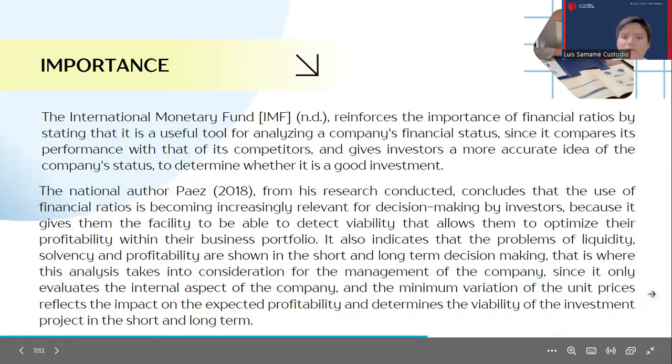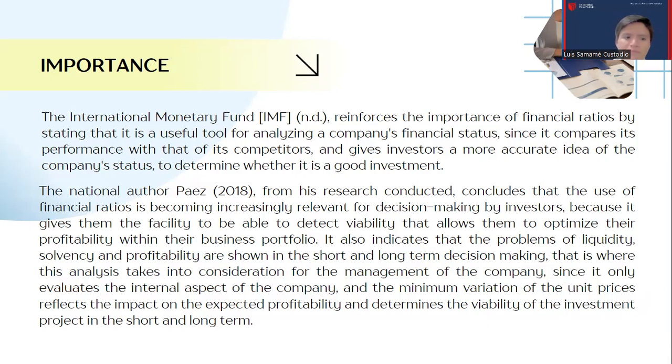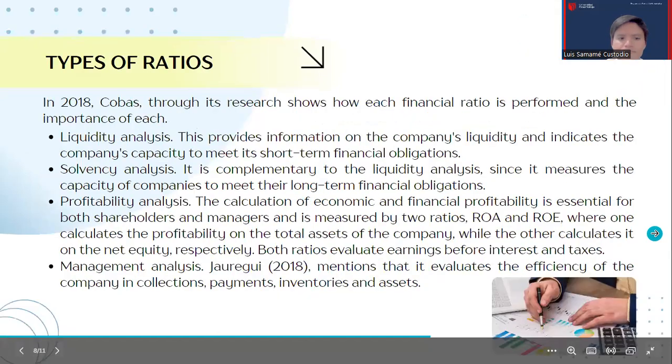It also indicates that the problems of liquidity, solvency, and profitability are shown in the short and long-term decision making. That is where the internal aspect of the company is evaluated, and the minimum variance of the unique price reflects the impact on the expected profitability and determines the variability of the investment projects in the short and long term.